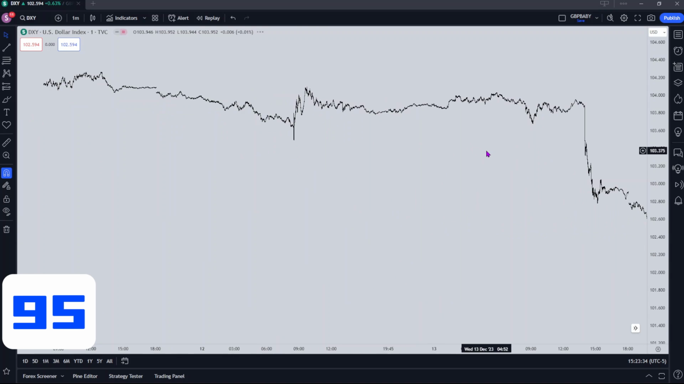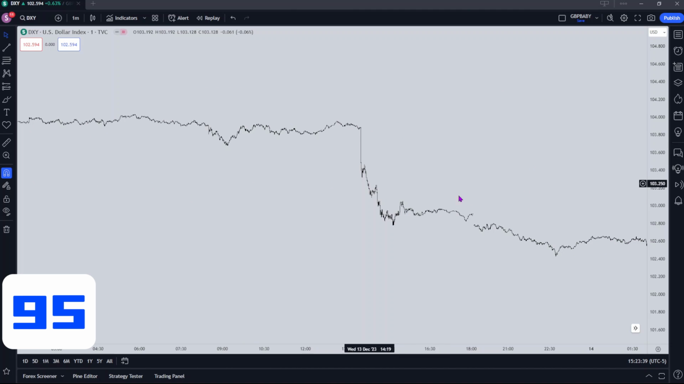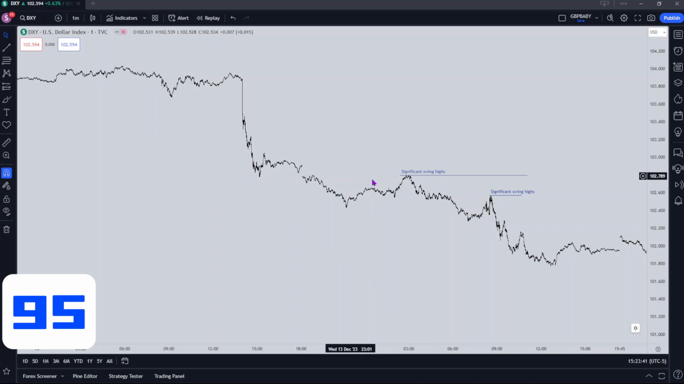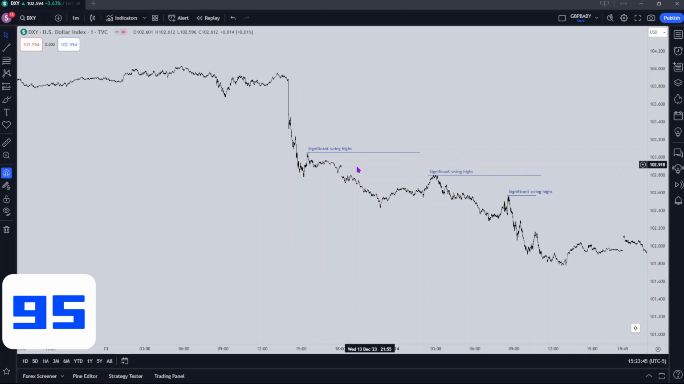One more. Which one should we use? Here. It's a significant swing high.